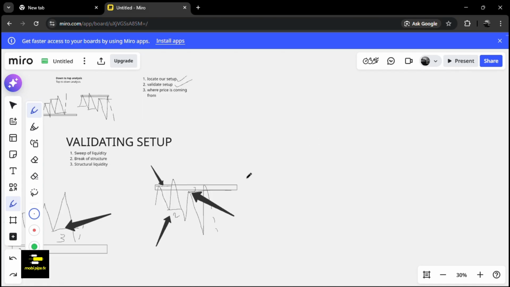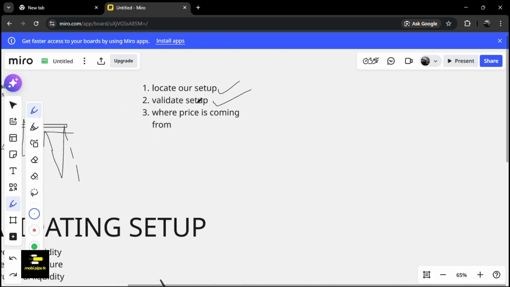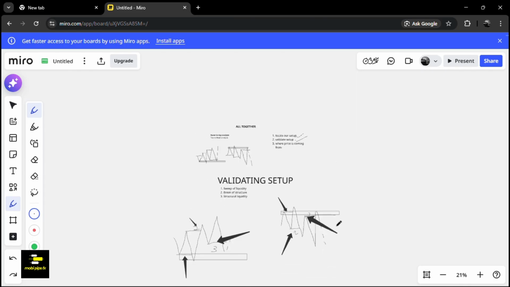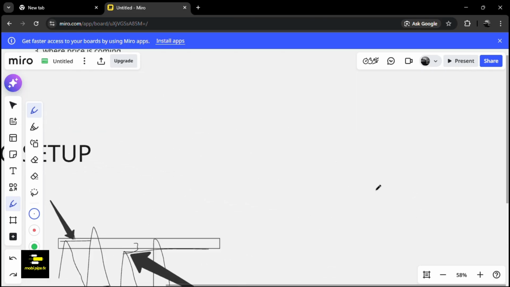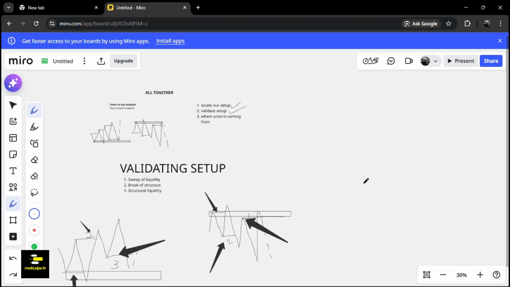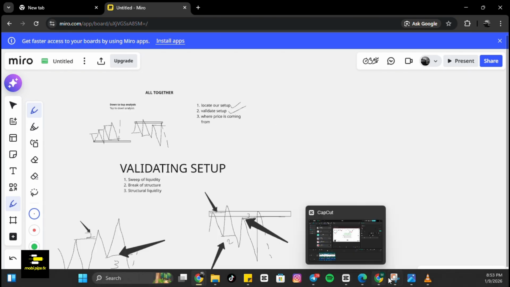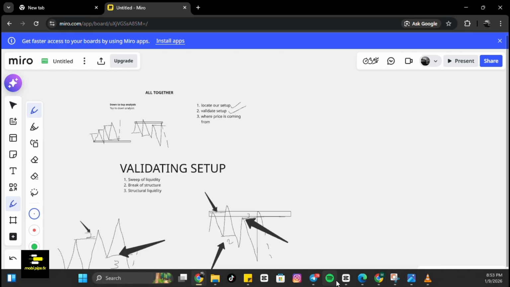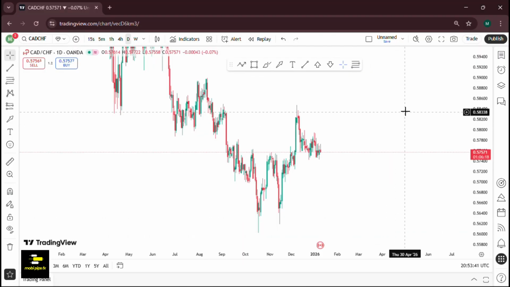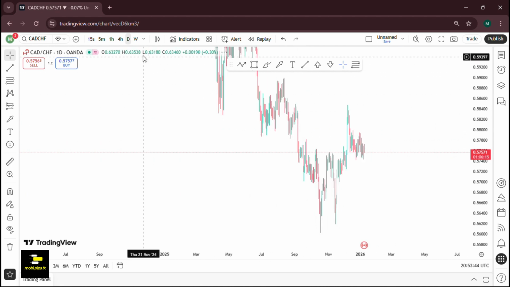We begin at locating our setup, validating the setup. Once we know where our setup is and we have validated it, we have to know where price is coming from. That is where we take our Fibonacci tool. So let's go back to GBP AUD. All right. Okay, let's start from CAD CHF.